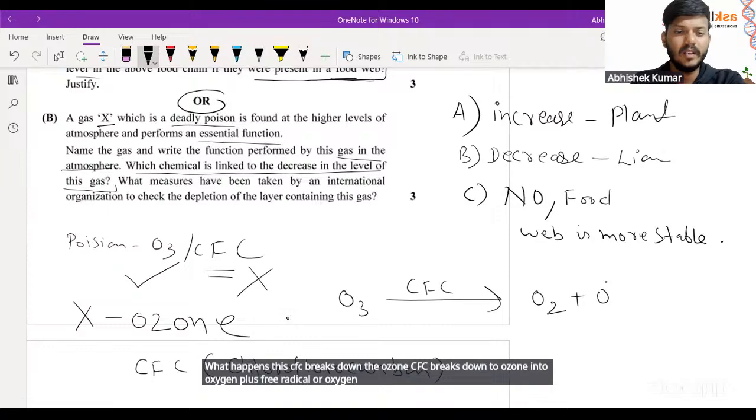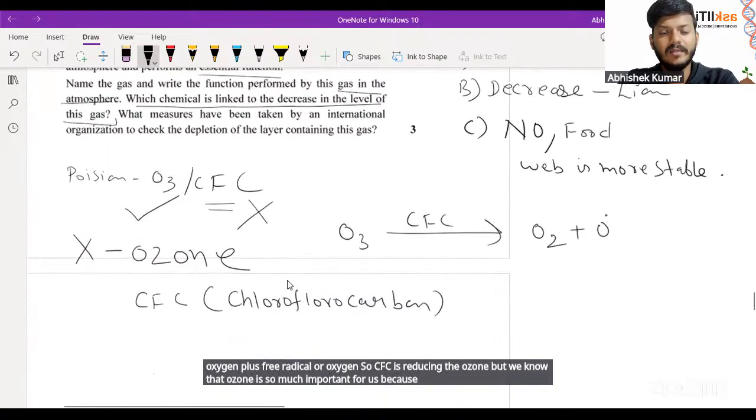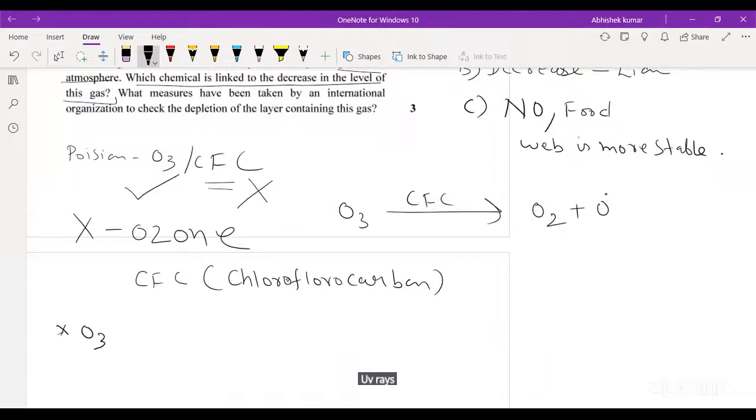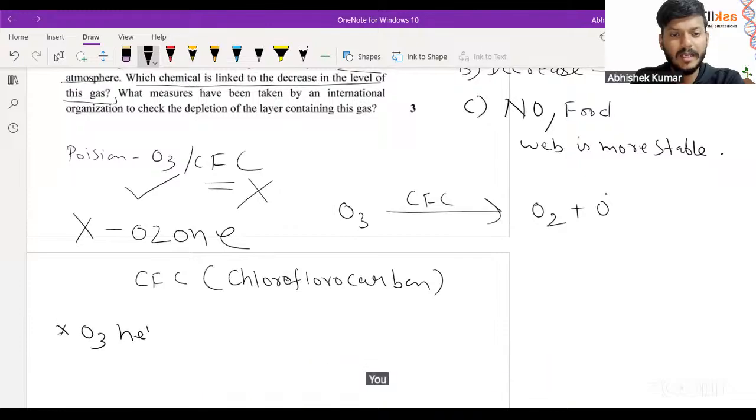So CFC is reducing the ozone, but we know that ozone is very important for us because ozone helps in the filtration of what? UV rays from the sun. Ozone helps in the filtration of UV rays.